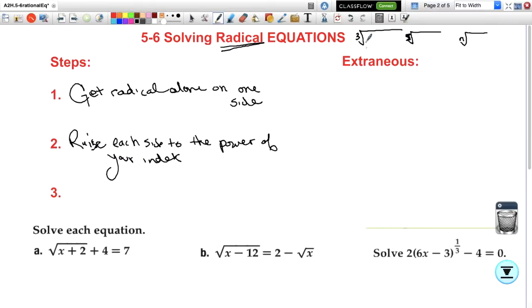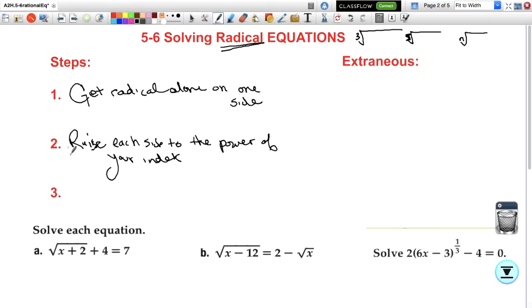So if we're dealing with a cube root, we're going to get our cube root alone. Then we're going to raise both sides to the 3rd power. If this is a 5th root, I'm going to raise both sides to the 5th power. If this is an nth root, I'm going to raise both sides to the nth power, if that makes sense, okay? That's how we're going to do the inverse operation here to cancel out the radical sign.